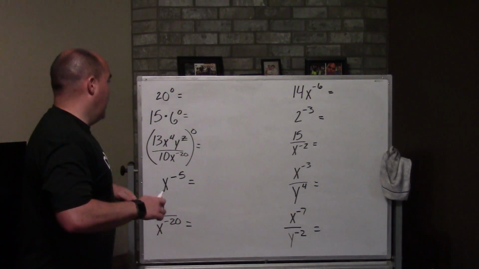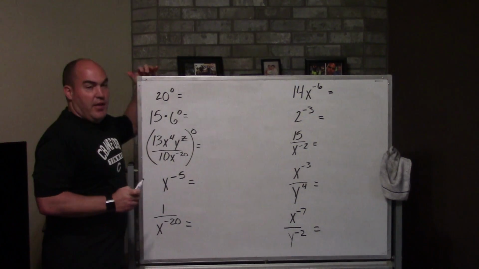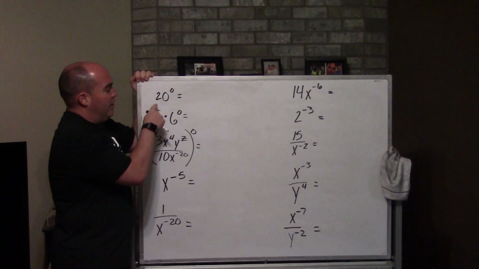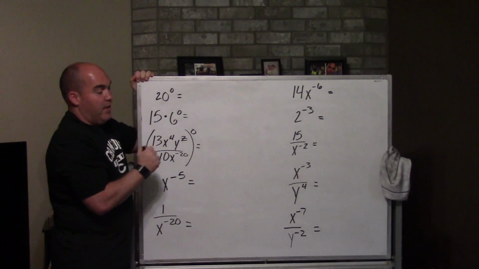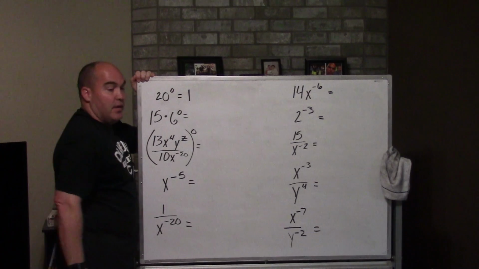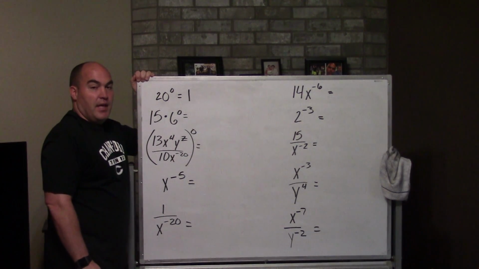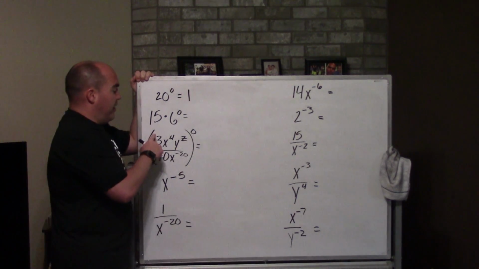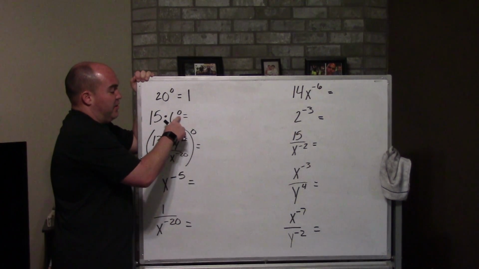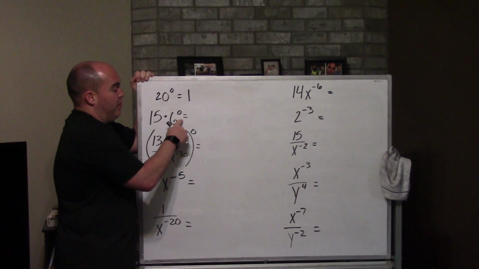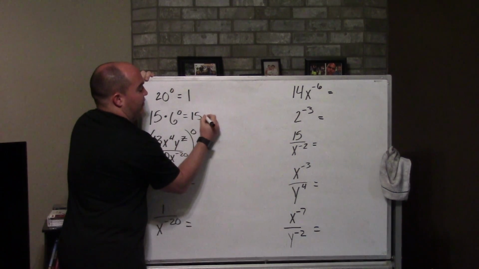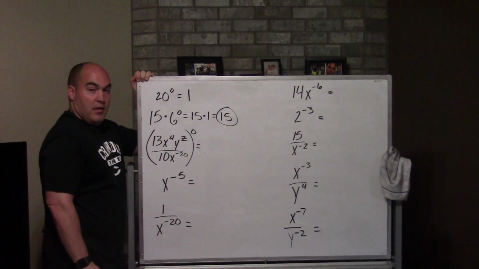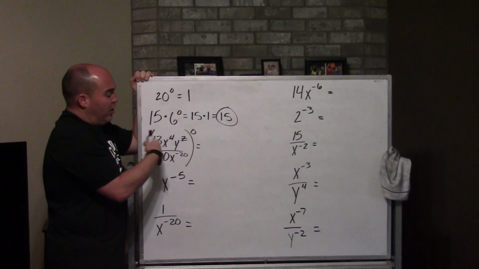So here we go. First example, the first thing you'll see on your notes is anything that has an exponent of 0. So this is 20 to the 0. The answer is going to be 1. Okay, so anything that has a 0 exponent, the answer is going to be 1. You see here we have 15 times 6 to the 0. Well, that 6 to the 0 is going to be 1, so that's the same thing as 15 times 1, which is just 15.